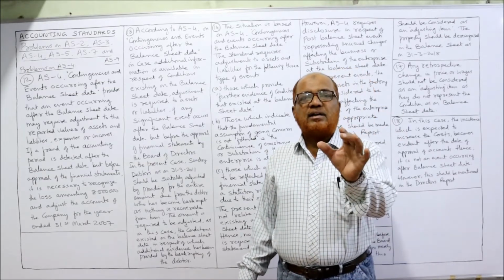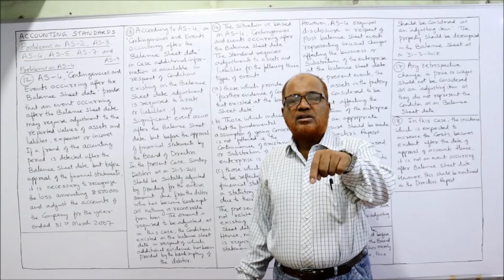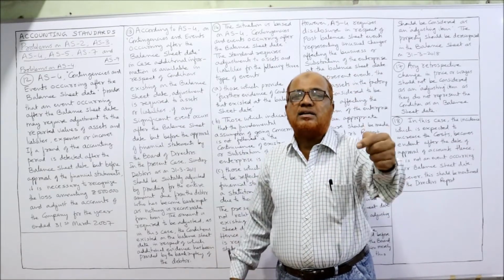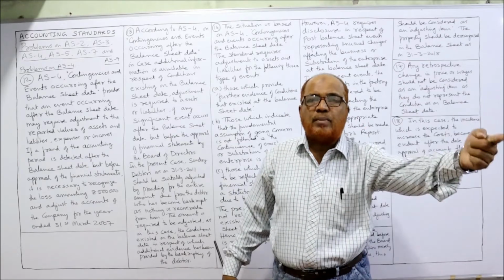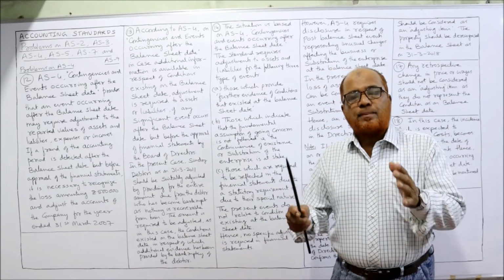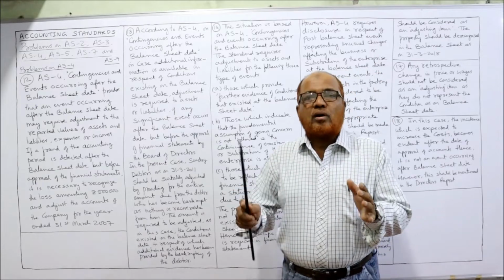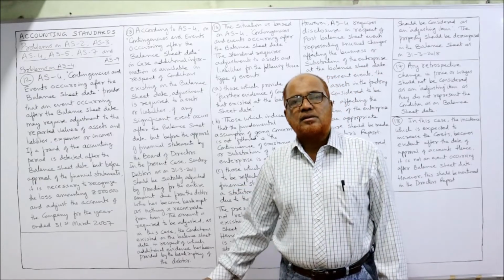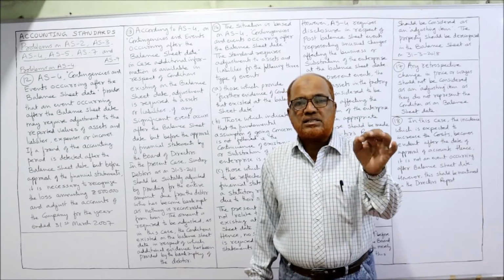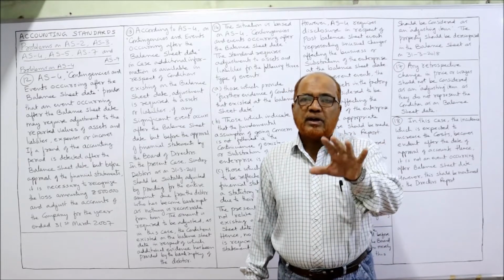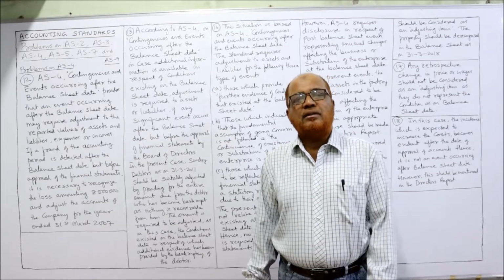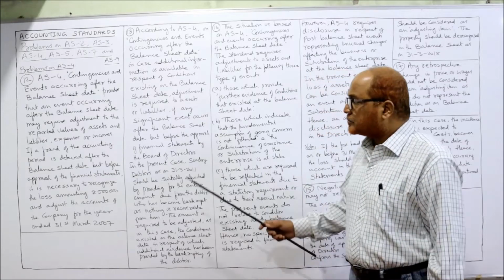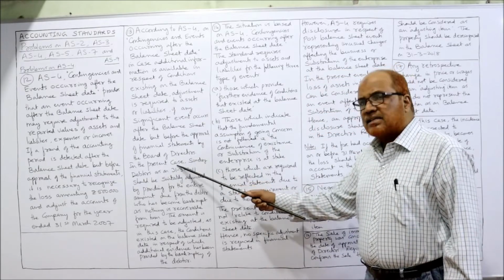Because this is the event occurring after the balance sheet date. It's a case where additional information is provided on the conditions existing on the balance sheet date. And the event occurred before the approval of the financial statements by the board of directors. So it is an adjusting item. It should be considered while preparing the profit and loss account and also for balance sheet. It should be adjusted.